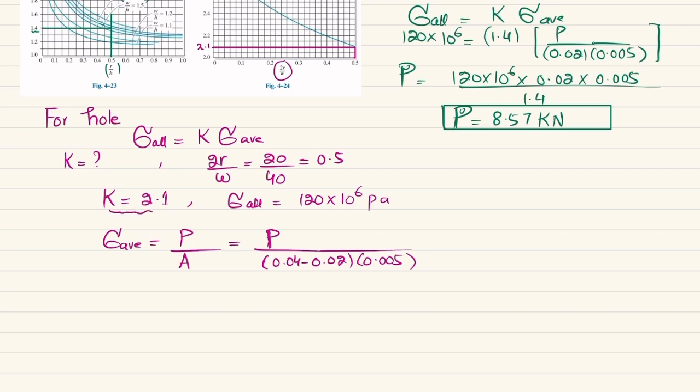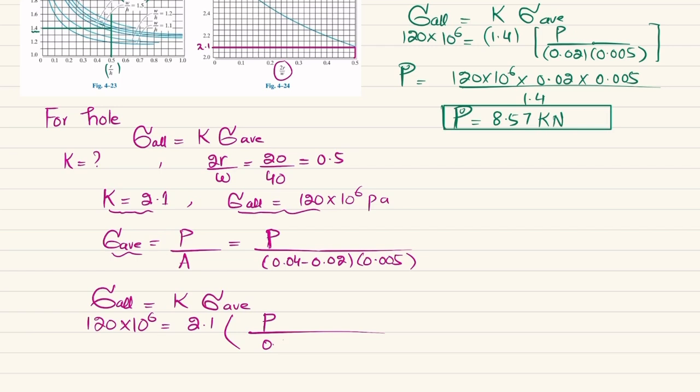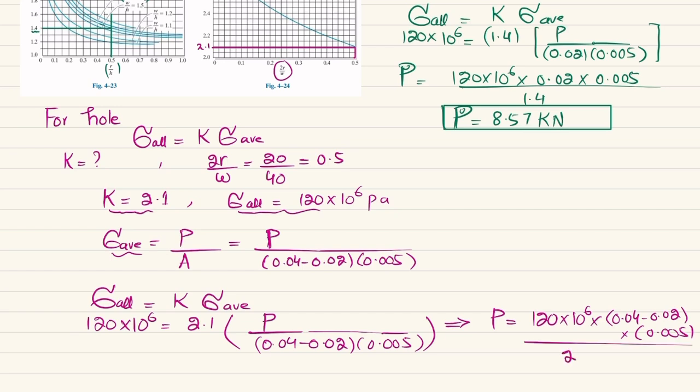So you can see you have the value of K, allowable stress and average stress. Just put it in this formula: allowable stress is equal to stress concentration factor into sigma average. So 120 into 10 to the power 6 is equal to 2.1 multiplied by P divided by (0.04 minus 0.02) into 0.005. Clear? From here you will get P equal to 120 into 10 to the power 6 multiplied by (0.04 minus 0.02) multiplied by 0.005 divided by 2.1. So P will be equal to 5.71 kilonewton. This is the allowable P load that can be applied to the hole.